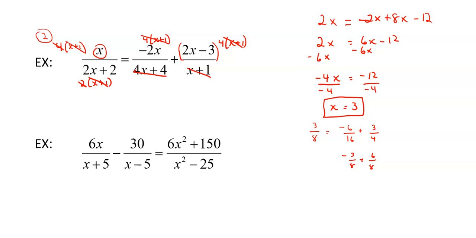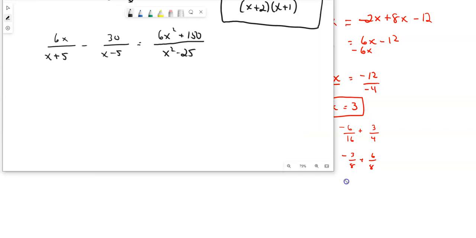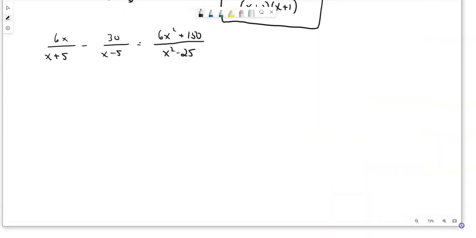So I got 6x over x plus 5, minus 30 over x minus 5, and then an equation on the other side. It starts out rather nicely in the sense that I've got an x plus 5 and x minus 5 on one side, and an x squared minus 25 on the other. So x squared minus 25 factors as x minus 5 times x plus 5. I rewrote the problem up here so it'll give us a little bit more space to solve it, because it looks like it could be a nice easy problem to solve. We'll see what we get.